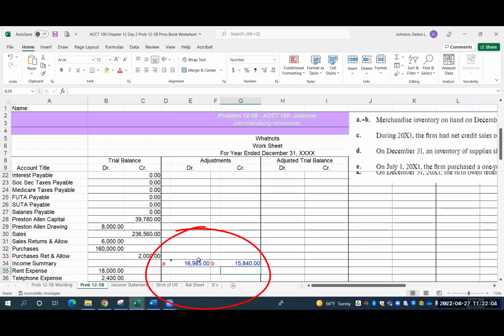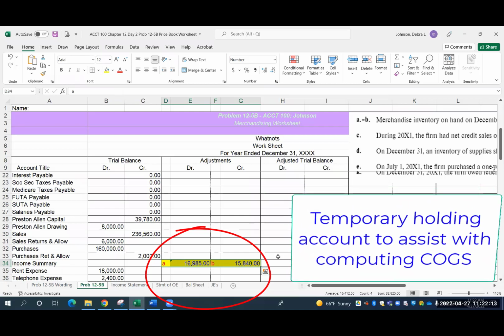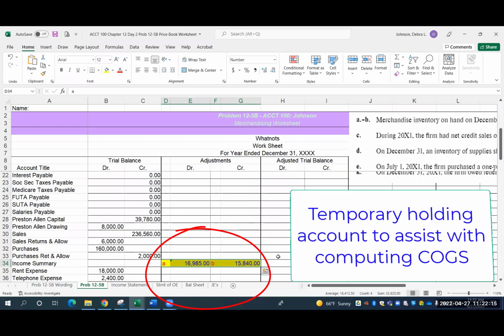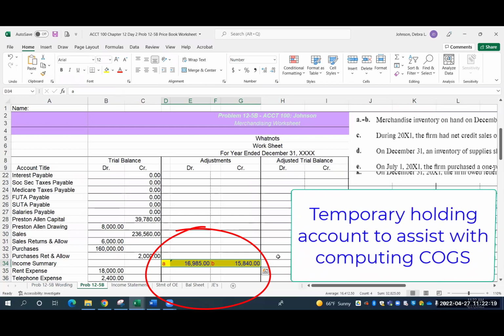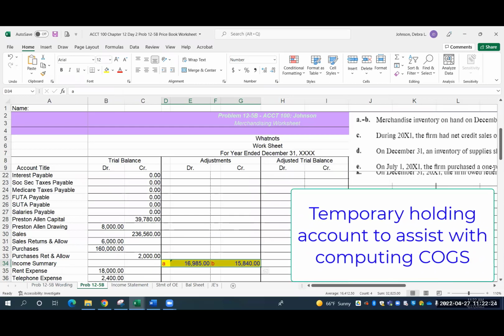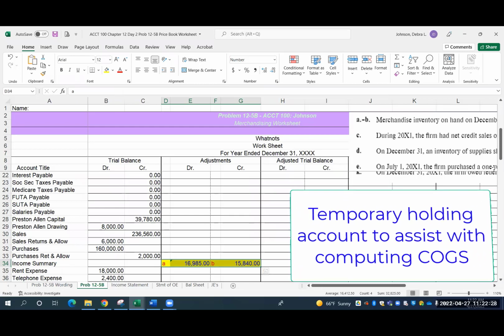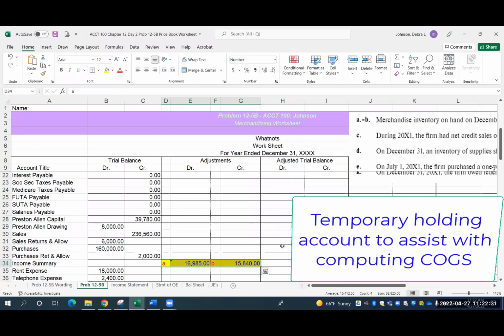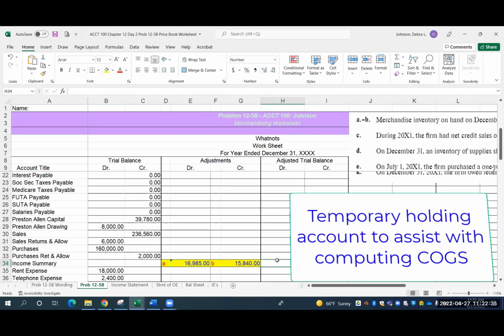Here's something I want to point out right now while we're on it. Income summary is a temporary holding account that's used to hold numbers and eventually it gets closed out. This is the only account where we're going to carry both parts of that over to the adjusted trial balance. Every other line item, you'll only see one number in either the debit or the credit column. But income summary is going to be needed for calculating cost of goods sold. So right now, bring both of them over.